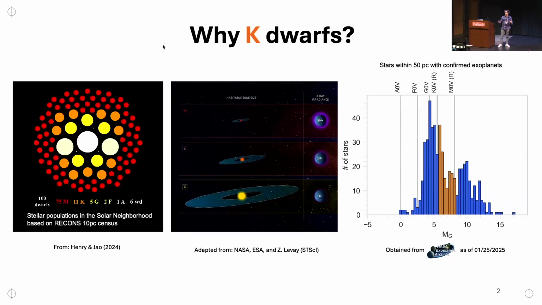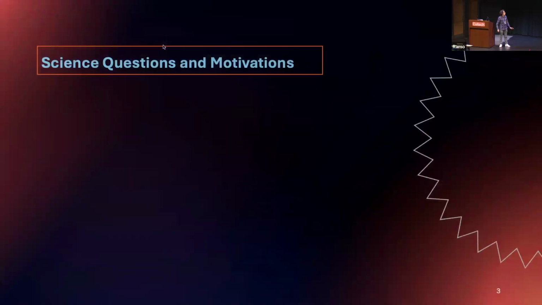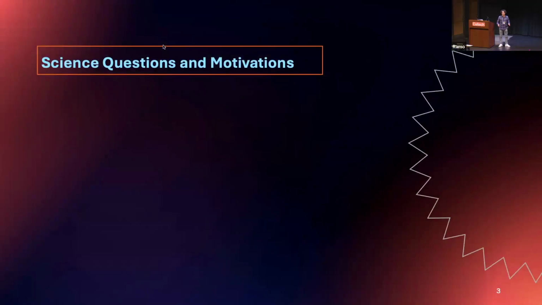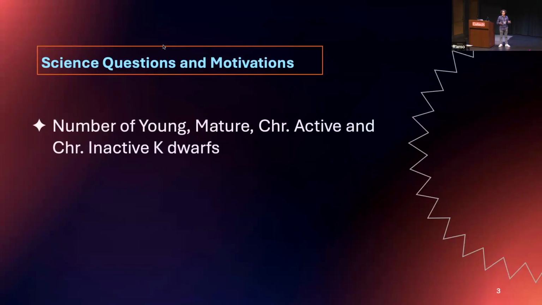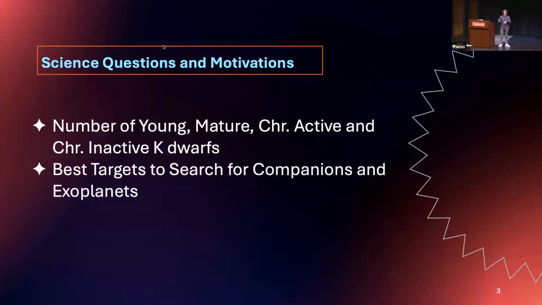But this is not the only bias. If I go to surveys to pull data on chromospheric activity of stars, there's also a bias in getting data for K-dwarfs. There are plenty of data for M-dwarfs, plenty for G and F, but not many for K-dwarfs. So my science question motivation is the percentage of K-dwarfs that are young, chromospherically active or inactive, and mature, and also using these systems to select the best targets to look for exoplanets or substellar companions.